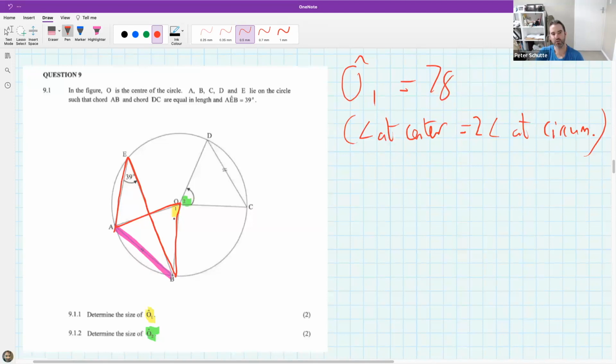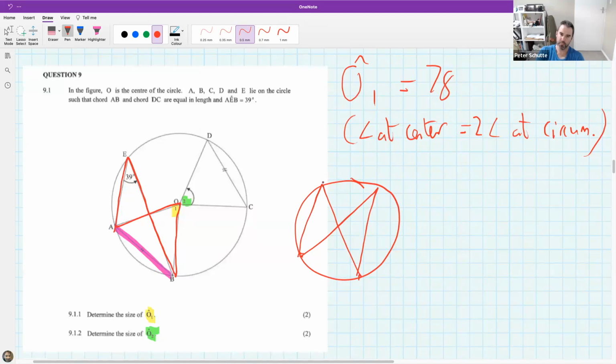circumference. It's so tempting because you see the butterfly. But again, remember, angles in the same segment only work if all four of these points are on the circumference. Well, okay, so the reason is that this theorem is actually the theorem that deals with angle at the center is twice the angle at the circumference.